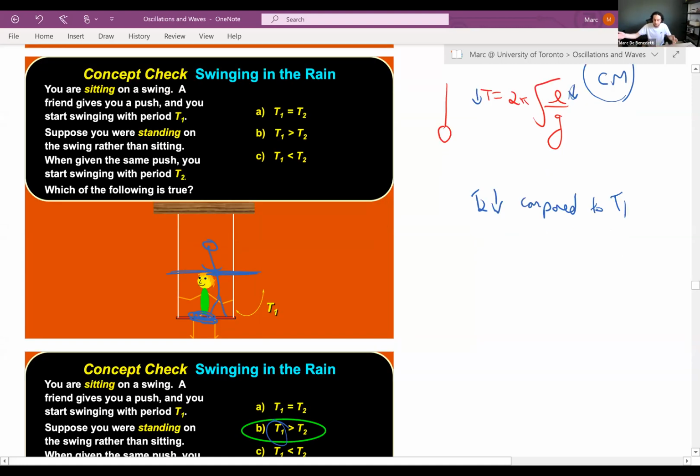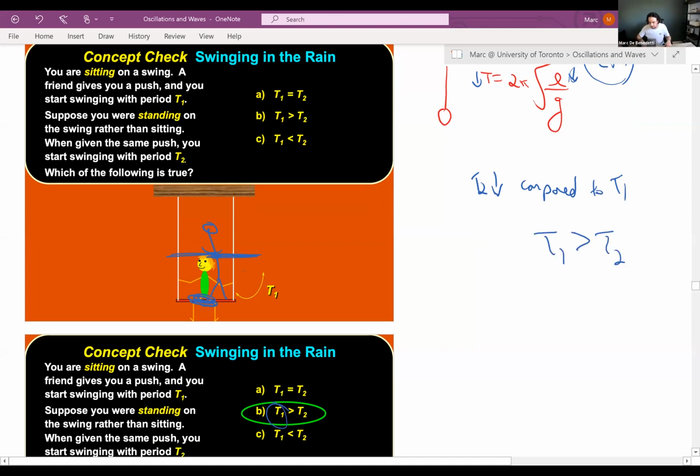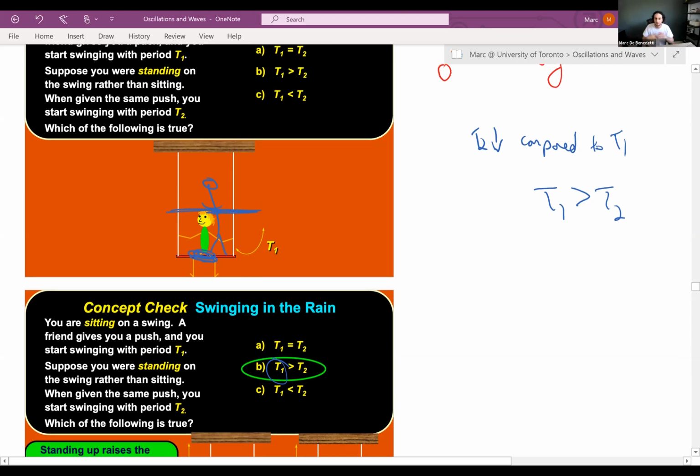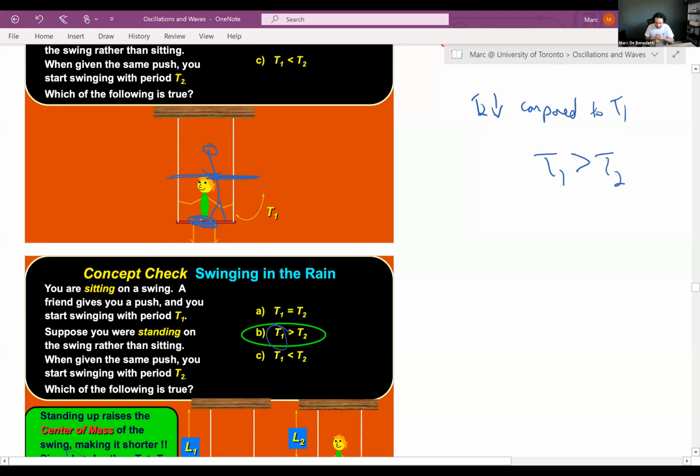So that actually means you speed it up. My apologies, I got that backwards. I got the value of T correct, I just interpreted it incorrectly. So if L goes down, T goes down, and if T goes down, that means the period goes down, which means you're speeding up. It takes less time to complete a period. So if you stand up on a swing, you'll end up going faster, is what this question says.